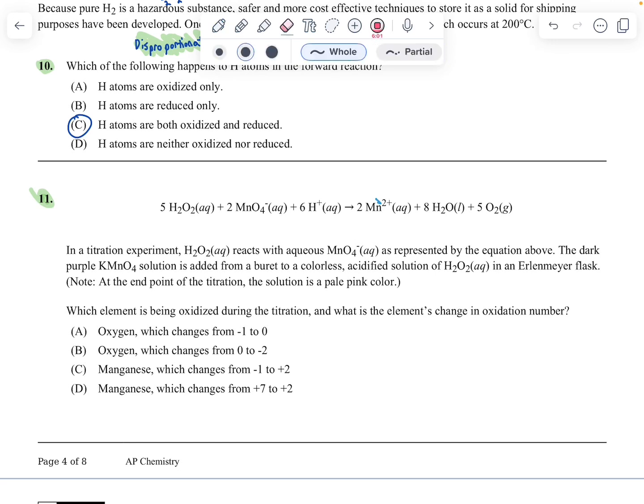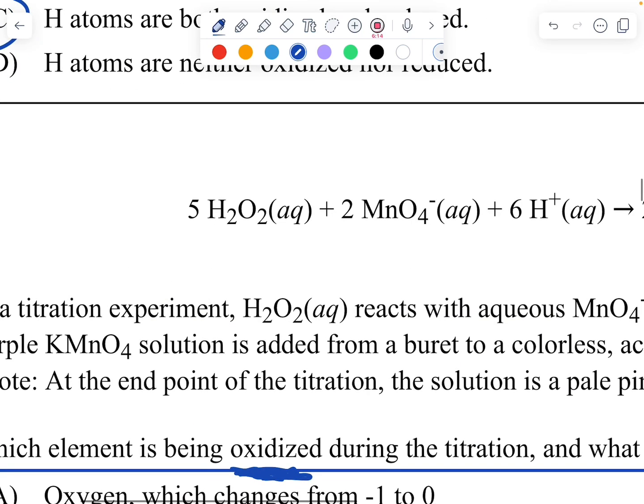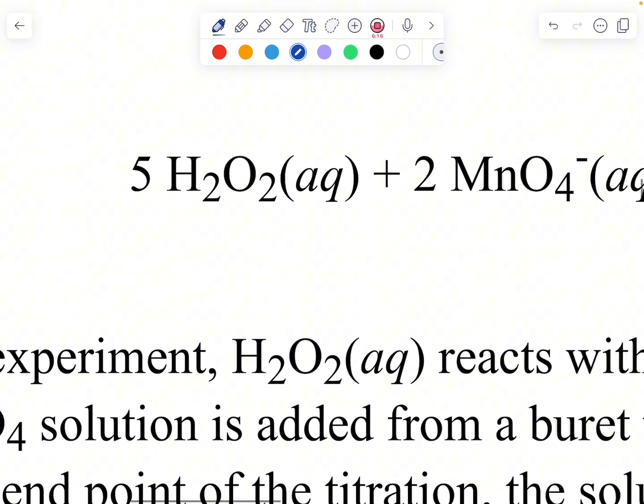So we are looking for which element is being oxidized. So let's make sure we highlight that. Okay, so let's assign some oxidation numbers. So we know that in a peroxide, oxygen is always going to have a -1, and this will be a +1 because this is a peroxide here. That's how we know that. That's one of our rules.